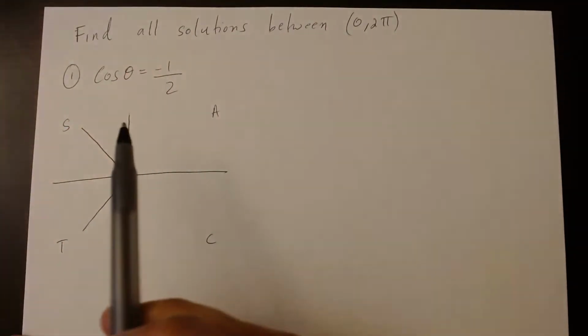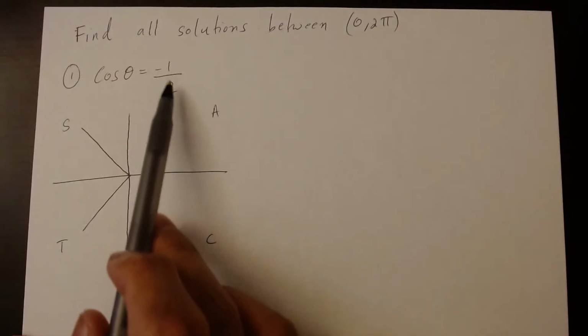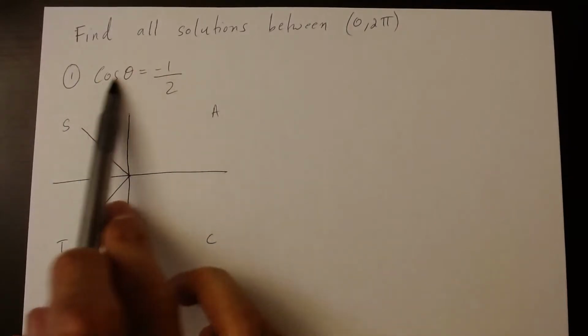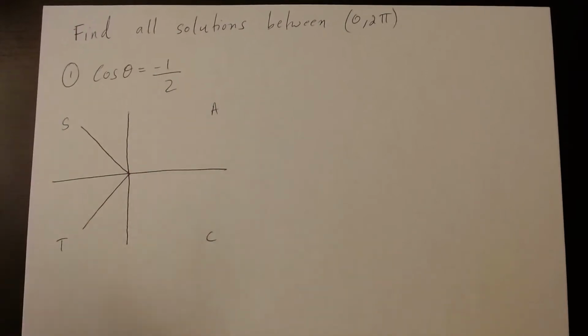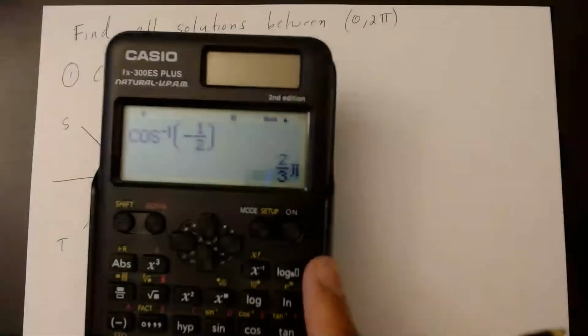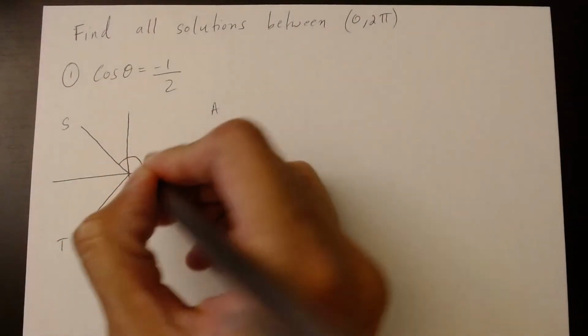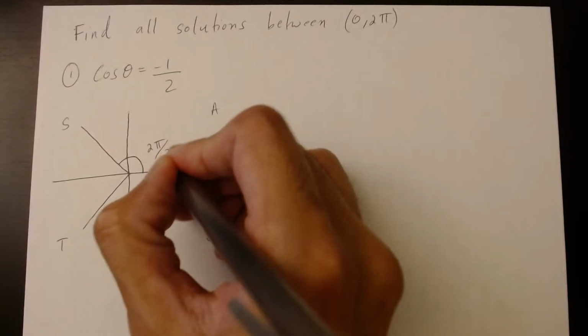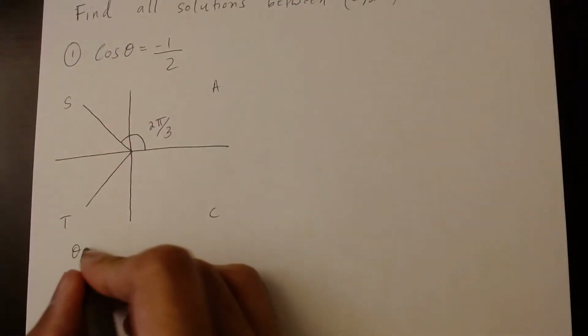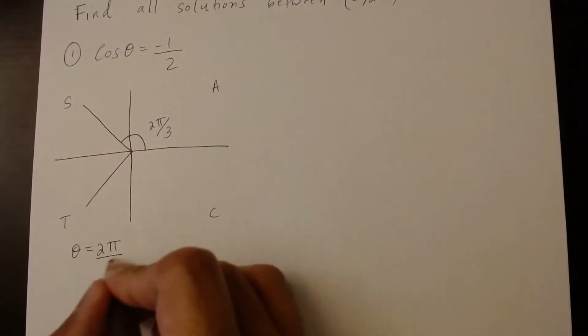And then you can either find your solution by using your special triangles, or you can just do the cos inverse of -1/2 in your calculator. I'll be using my calculator for this video, but technically you can solve most or maybe even all of these problems without a calculator. So I get 2 pi over 3 when I do the cos inverse. That's basically this obtuse angle here, which is my first solution of theta. So my first solution for theta is 2 pi over 3.